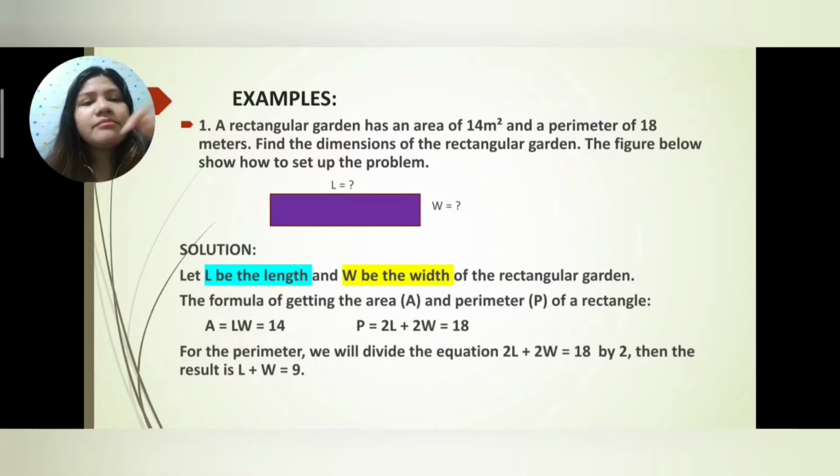L plus W is equal to 9 kasi 2L divided by 2, cancel yung 2, so L na lang yung matitira. Then copy the operation plus, then 2W divided by 2, so cancel na yung 2, then W na rin yung matitira. Is equal to 18 divided by 2 is equal to 9. Kaya naging length plus width is equal to 9. So yan yung ikatlong equation natin.